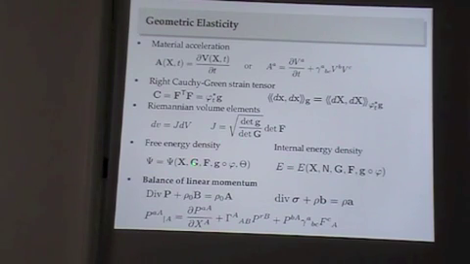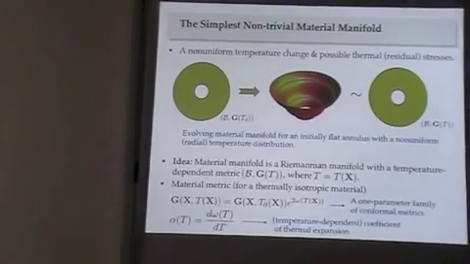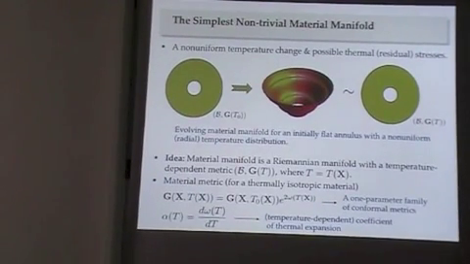And the other important thing is if you look at free energy or internal energy density, you're trying to make a scalar out of a two-point tensor. So this internal energy density explicitly depends on both metrics. Of course, you have your balance of linear momentum, and it's always easier to write it in the ambient space because your ambient space is flat in the examples. So you just need to write things very, very carefully. So let me just give you maybe the simplest non-trivial material manifold.